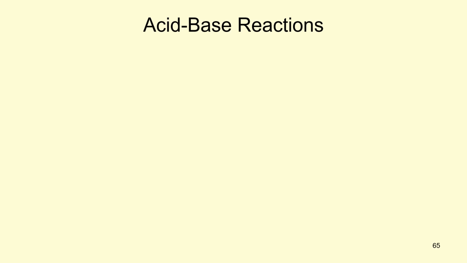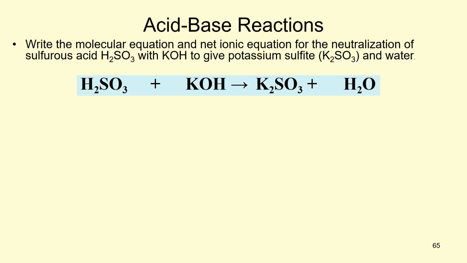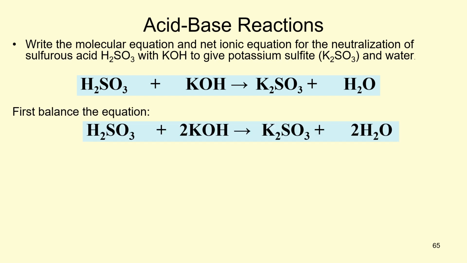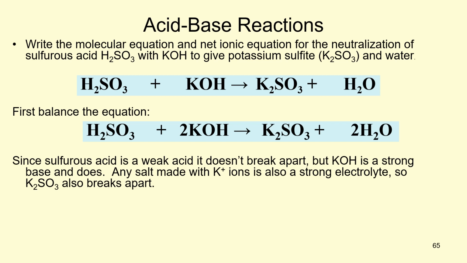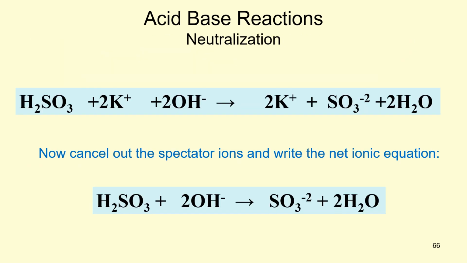So here's a couple other examples. Write the molecular equation and net ionic equation for the neutralization. So we can cancel out the spectator ions and write the net ionic equation. So the spectator ions go away, and there's our net ionic equation.